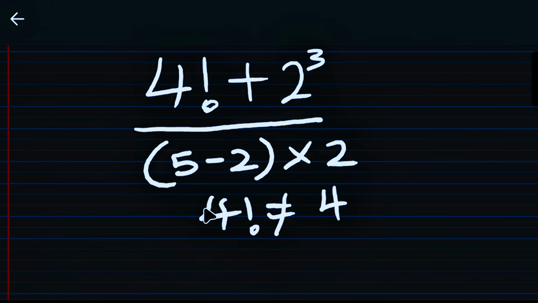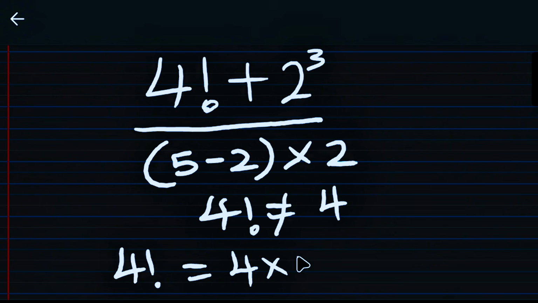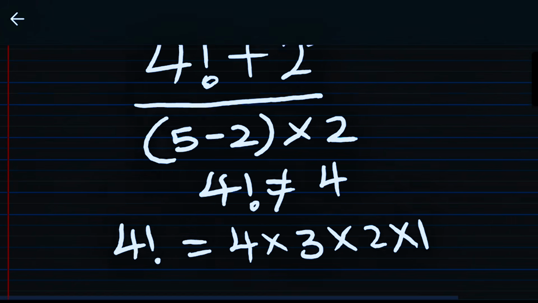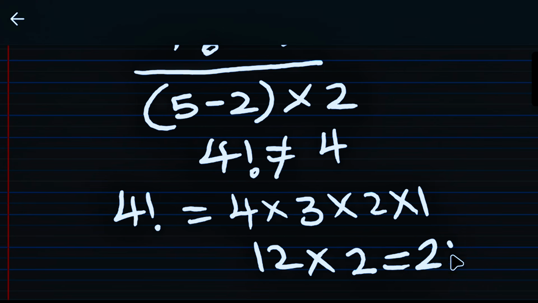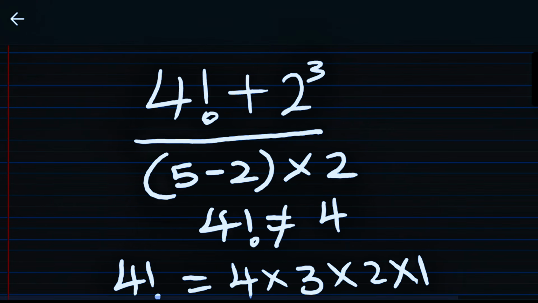So, let's get the value of 4 factorial. 4 factorial simply means 4 multiplied by 3 multiplied by 2, multiplied by 1, in that order. So from here, we are now going to have 4 multiplied by 3, and that is 12, multiplied by 2. And 2 multiplied by 1 equals 2. So we have 12 multiplied by 2, which will give us 24. So it simply means that this 4 factorial here is equal to 24.